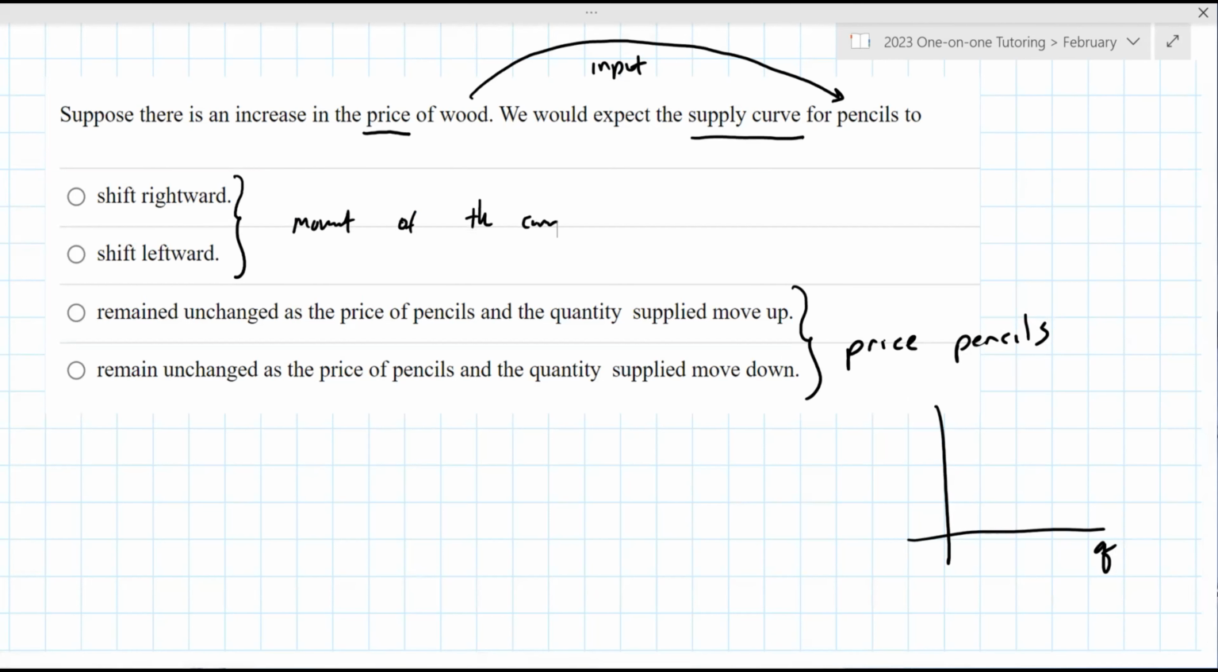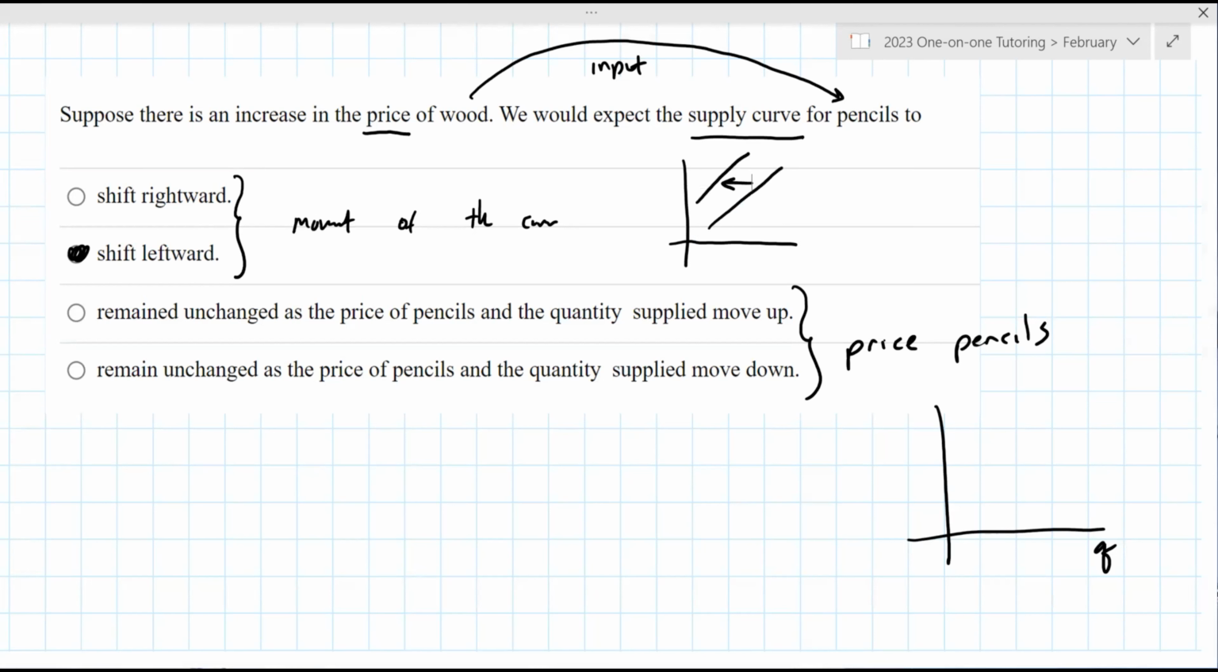Now what does this mean? Well, you've got to put this in context. If wood gets more expensive, let's say you and I owned a pencil making company, and we had to buy wood for our pencils, and now we're paying more for wood as an input. Can we make the same number of pencils at the same price if our inputs cost more? No, no way. We actually produce less. So the increase in price causes less supply, which shifts the curve to the left.